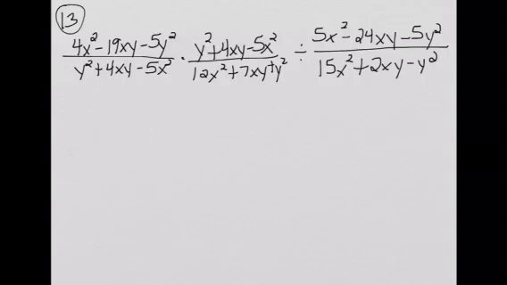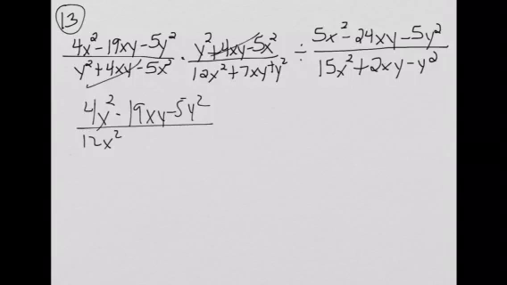All right, so now number 13, this is our long one. If we notice, these two are just the same thing, so they cancel each other off. So I can really combine those first two to give me 4x squared minus 19xy minus 5y squared over 12x squared plus 7xy. Let me just rewrite that for you. So plus 7xy plus y squared.